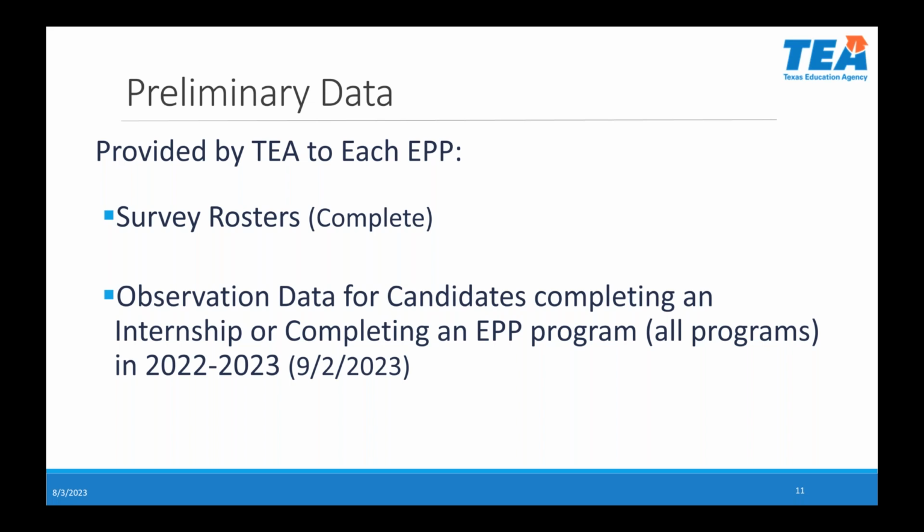EPPs can generate an admission report to verify admission data, so TEA won't send admission data. For efficient communication with TEA, please keep TEA informed of any key staff changes, such as your legal authority, primary point of contact, or certification officer. Your education specialist can help with updating contact information if needed.